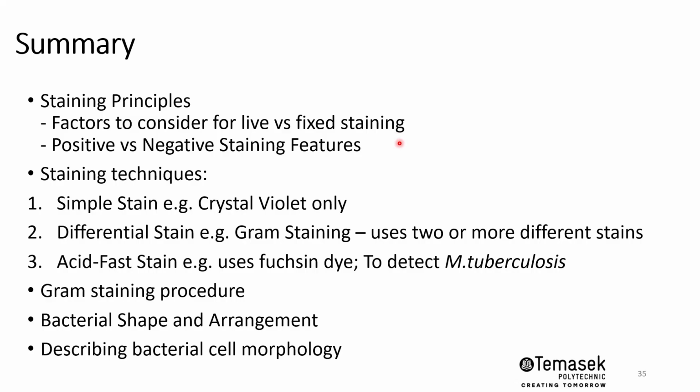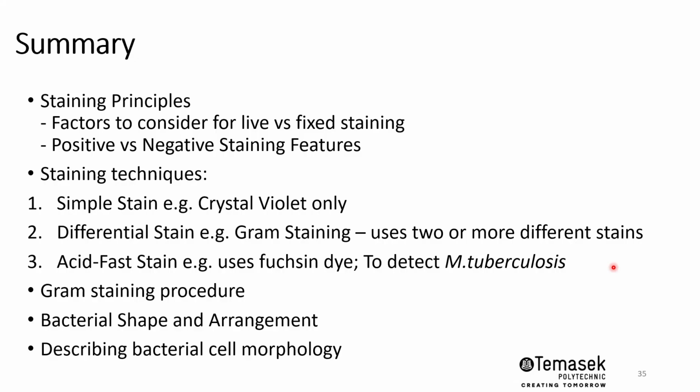Some of the staining techniques we talked about: simple stains, using one stain only, like crystal violet, that stains purple throughout all the cells. But if you want to differentiate between gram-positive and gram-negative bacteria, we use a differential stain known as gram staining. Gram staining uses crystal violet, iodine, 95% ethanol, as well as safranin, to differentiate between two different strains. A common gram-negative bacterium is Escherichia coli. Another common gram-positive bacterium is Bacillus subtilis.